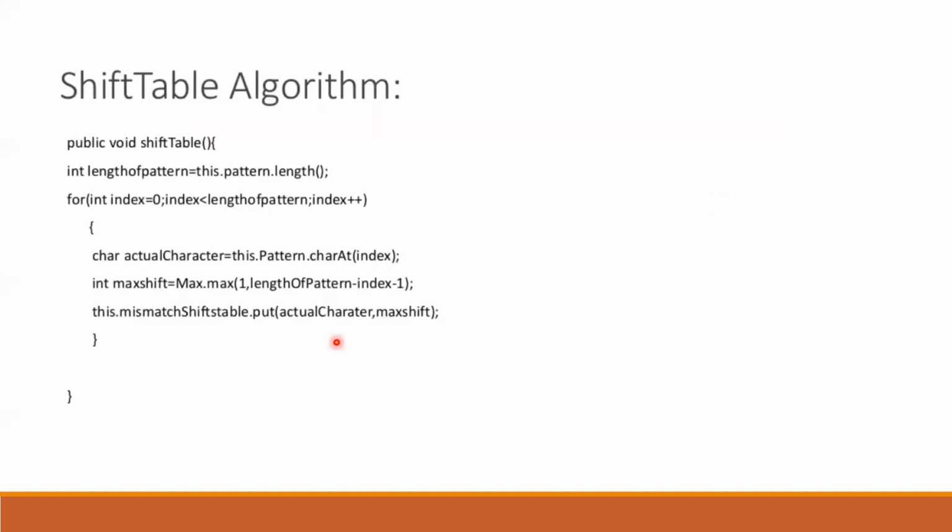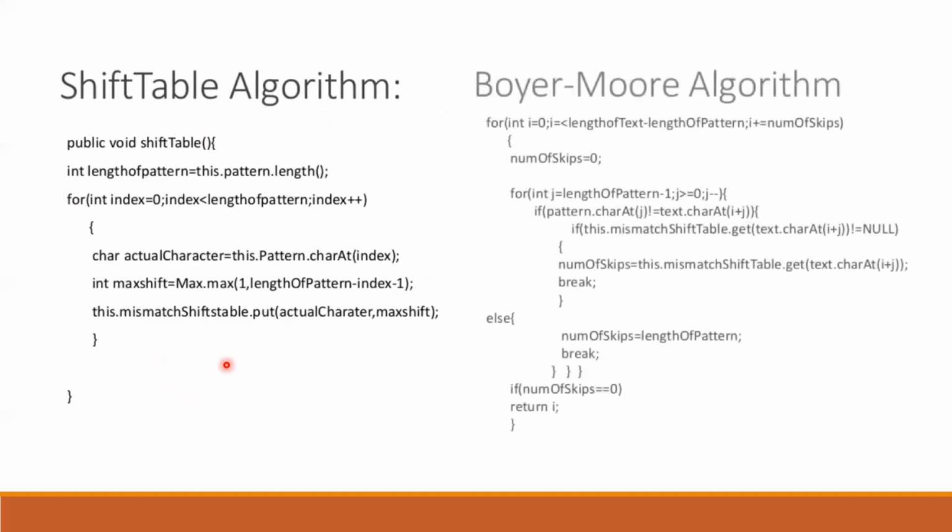So now we'll move to the pseudocode. This is the pseudocode for the bad match table. We consider every character in the pattern and keep building the bad match table. As we have seen, we can skip a lot of characters when there is a mismatch. We calculate the number of skips through the bad match table. If the character is present in the bad match table, the number of skips is the value associated with the character. Else, if the character is not present in the bad match table, the number of skips is taken as the length of the pattern.